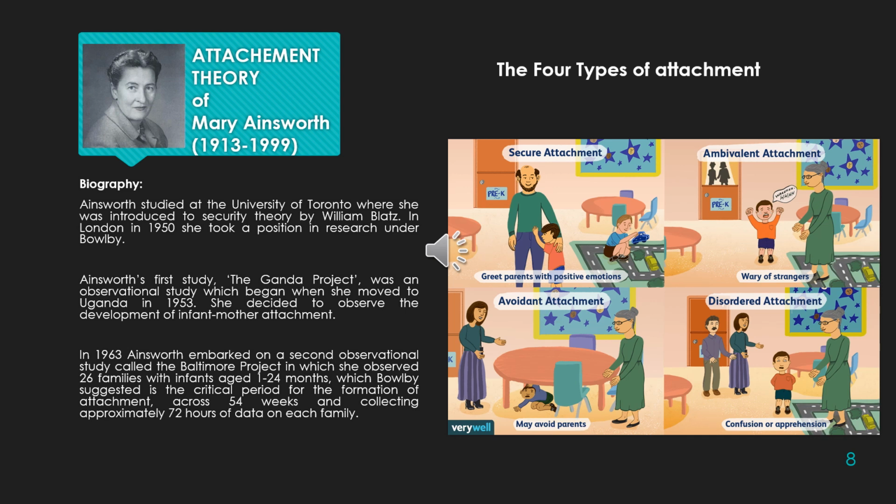In 1963, Ainsworth embarked on a second observational study called the Baltimore Project, in which she observed 26 families with infants aged 1 to 24 months. Remember, Bowlby suggested that this is the critical period for the formation of attachment. She studied across 54 weeks, collecting approximately 72 hours of data on each family.